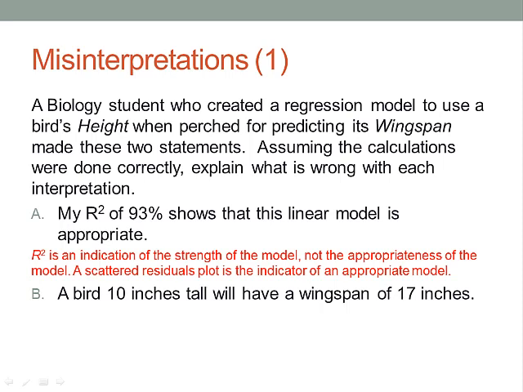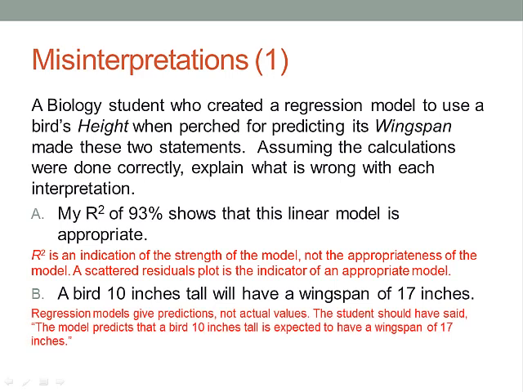Okay, welcome back. It's just a little strong, right? The "will have." He really should have said the model predicts that a bird 10 inches tall is expected to have a wingspan of 17 inches, or is predicted to have. Because regression models give predictions. They don't give actual values.